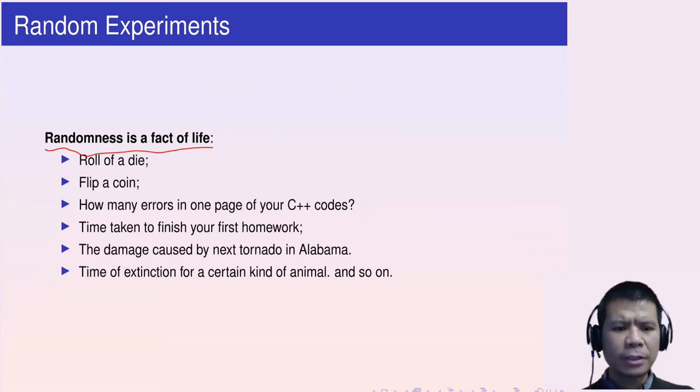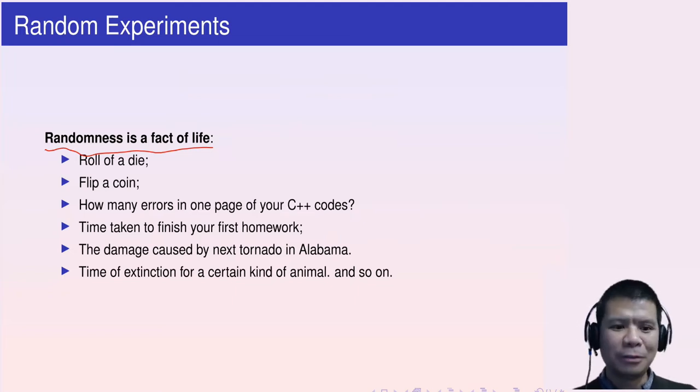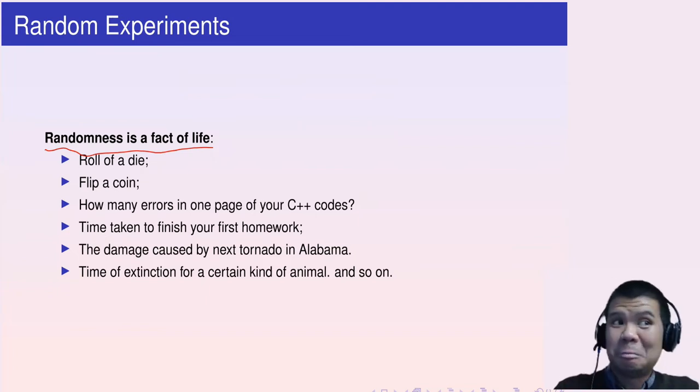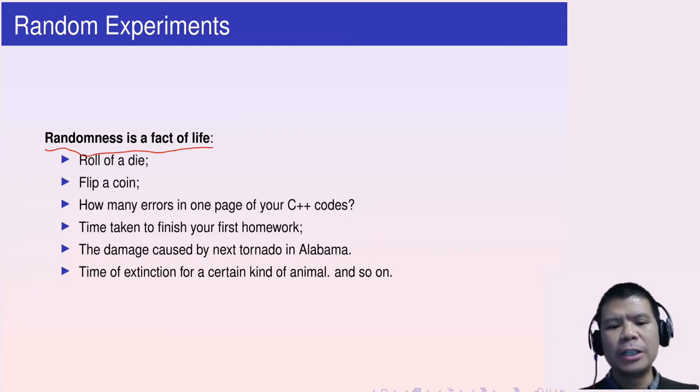I give some examples here. Roll of a die. If you roll a die, it's random, right? You are not sure of what you are going to get. Flip a coin is the same. Whether it's a tail or head, you're not sure of. It's randomness. How many errors in one page of your C++ codes? Not sure yet, right? Time taken to finish your first homework, the damage caused by the next tornado in Alabama, maybe very big, maybe small. It is random. We do not know.